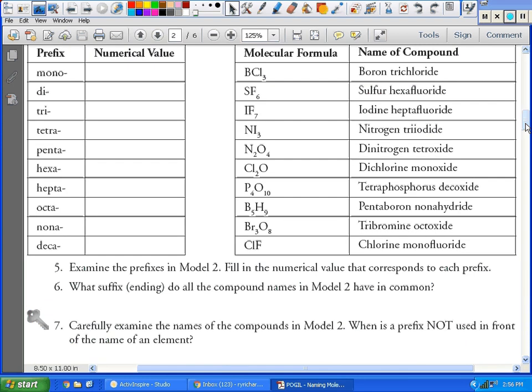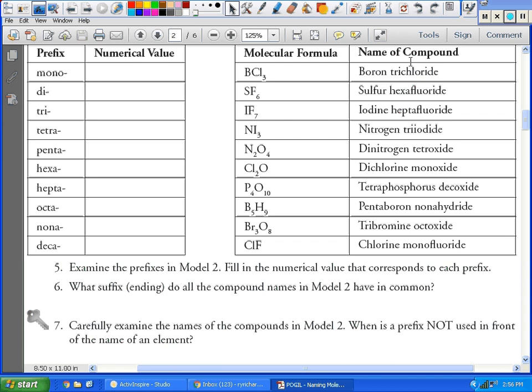It's this one. It's tribromine, it should be octaoxide, but it's octoxide. I don't even know how you say that. Again, some of these things are real, some of them are fake. They're just using them as an example. So that one right there. If you did not write that one for number 11, that is their answer.